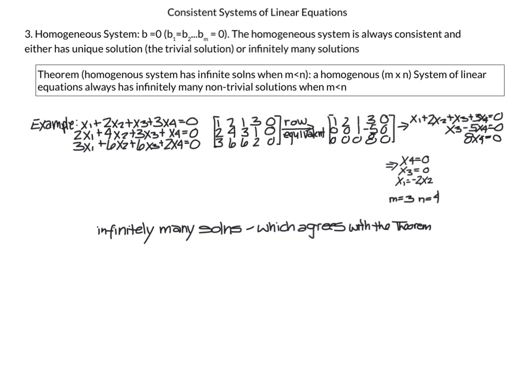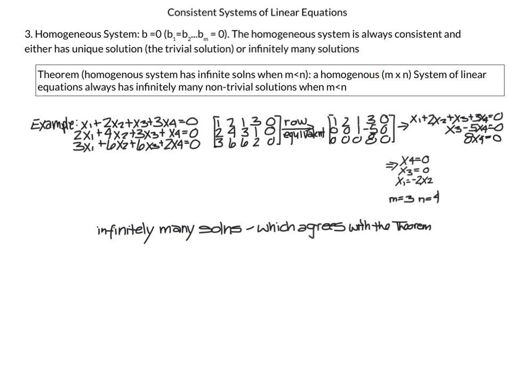Back solving, what that gives us is that x4 is equal to 0, and if x4 is equal to 0, x3 must also be equal to 0, so x3 and x4 are 0, which means that x1 is equal to minus 2x2. So what we see is now we have one free variable, x2, which means we have infinitely many solutions.